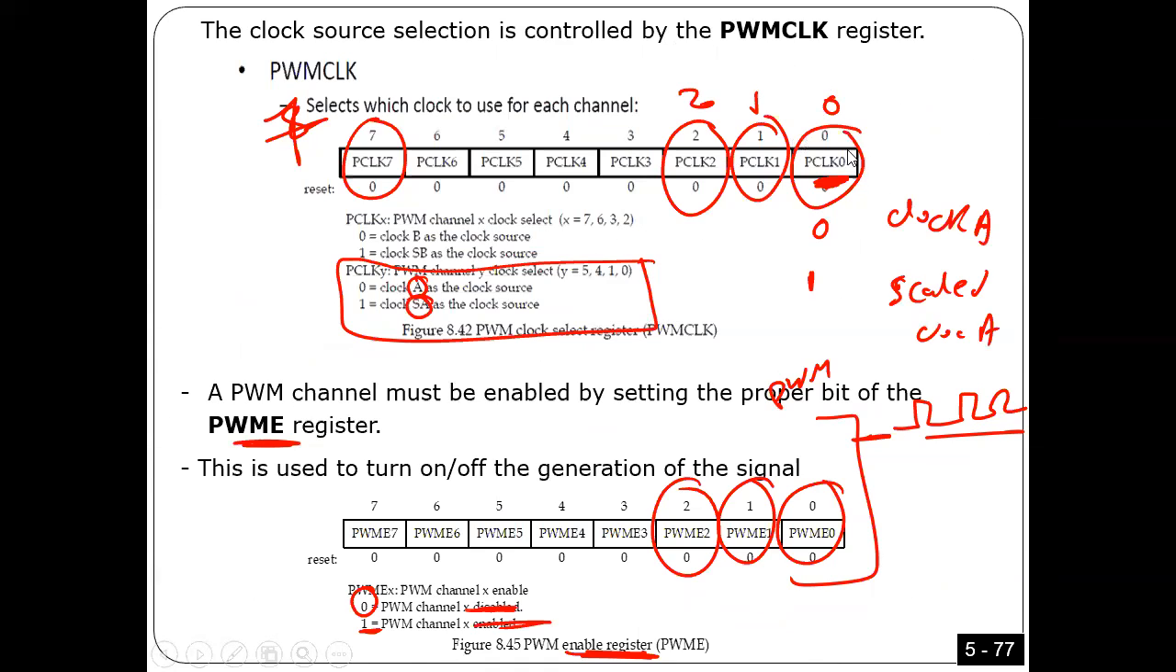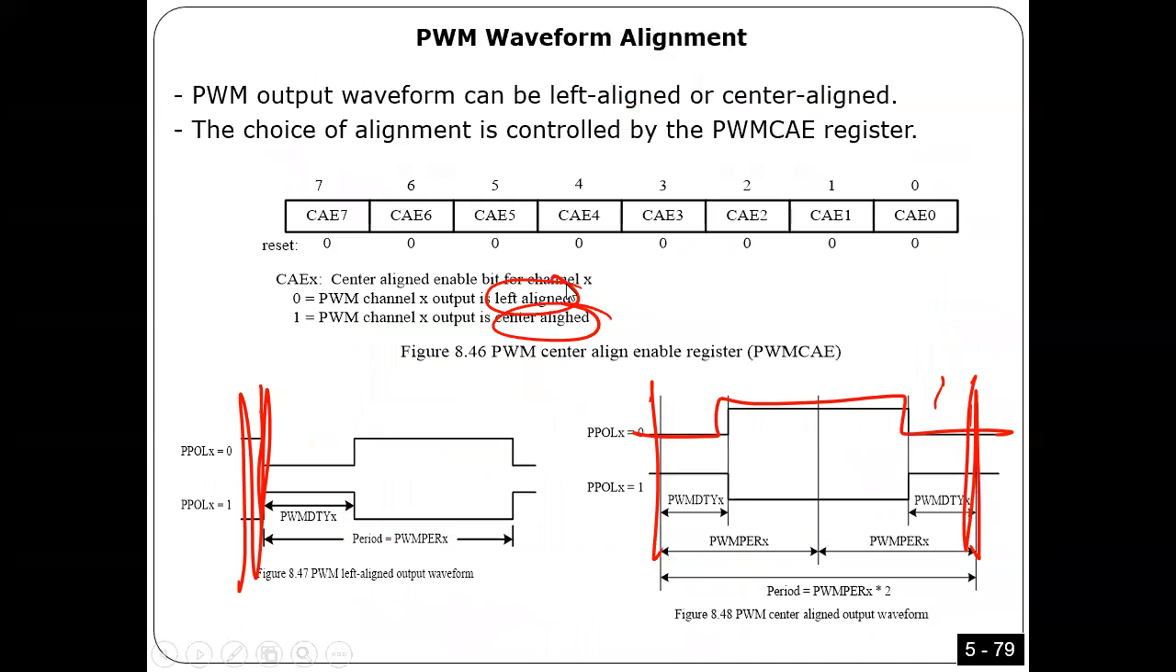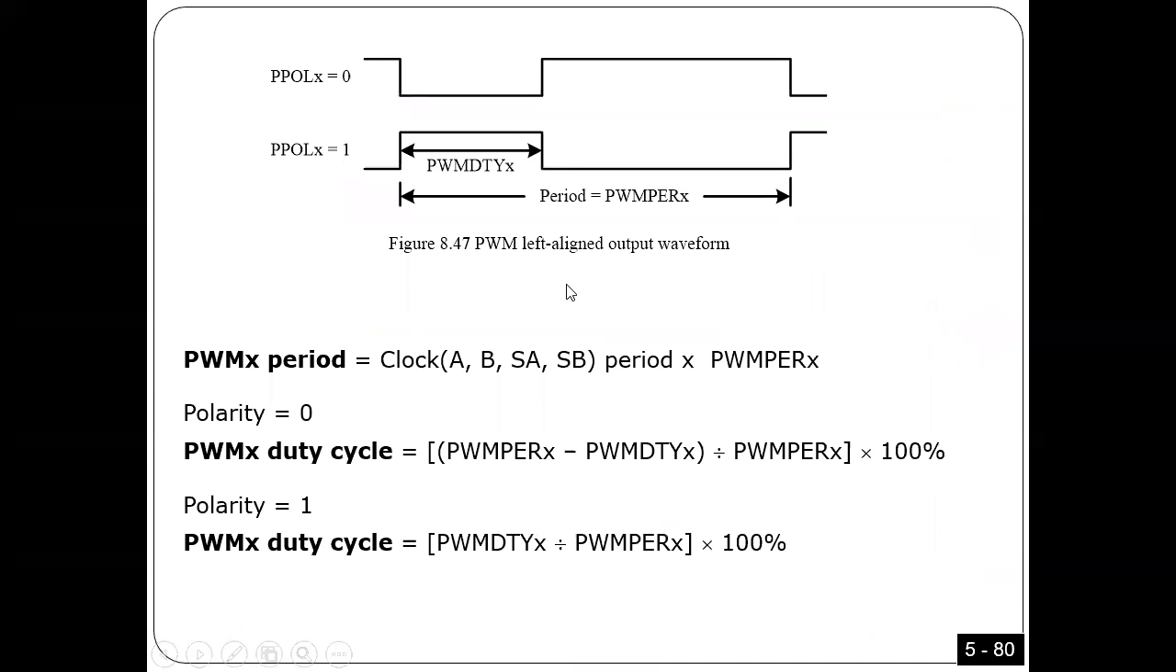Also, you can write here which clock you want to get the signal from. For sure, in the beginning, you have to enable, and later, if you want to turn it off, you can turn it off. You can select polarity. That's all you have to do. Once you do the initialization, you are done. The CPU doesn't need to do anything else. The signal is going to run forever, unless you want to change the duty cycle. In this case, the CPU has to go and write some value in the duty cycle.